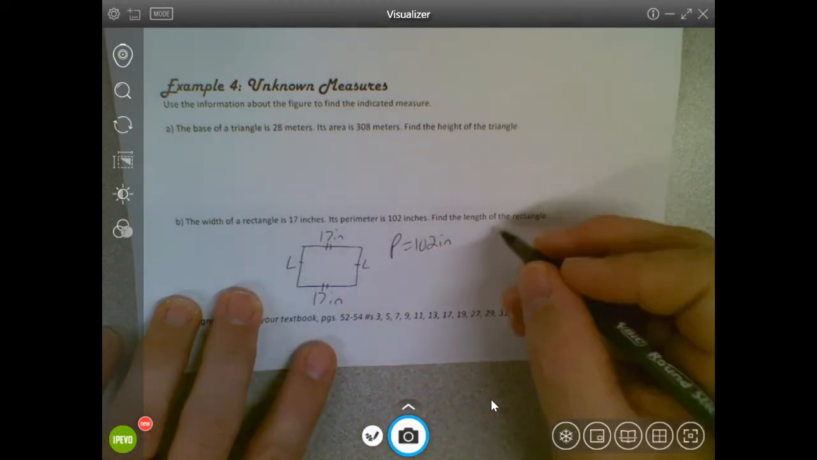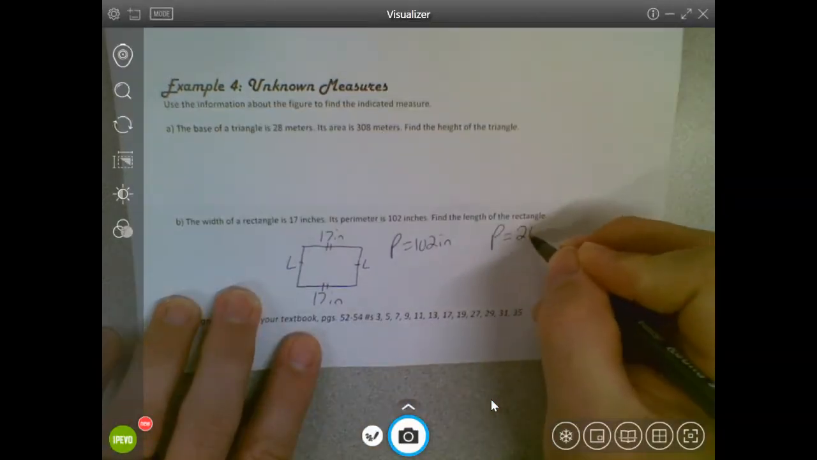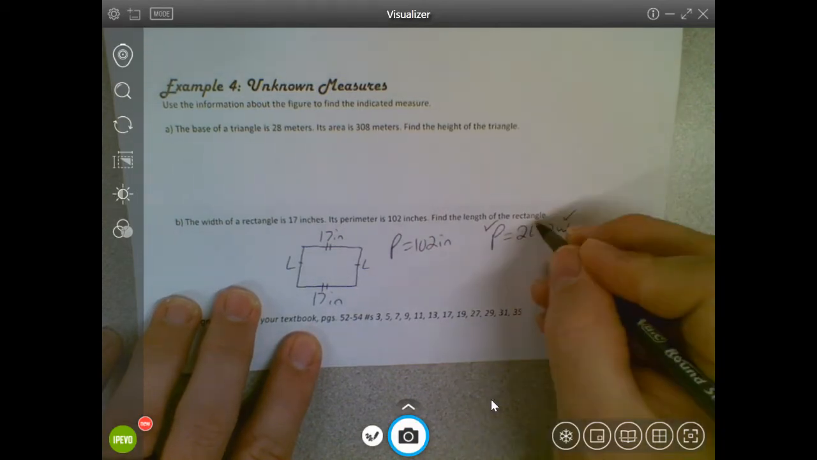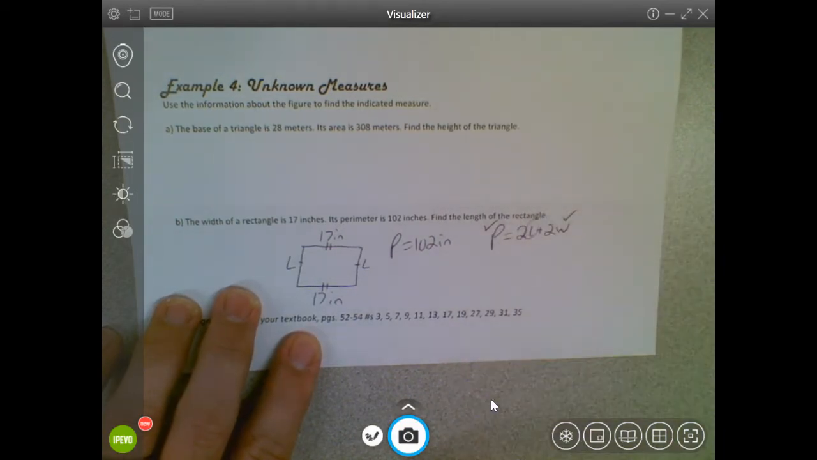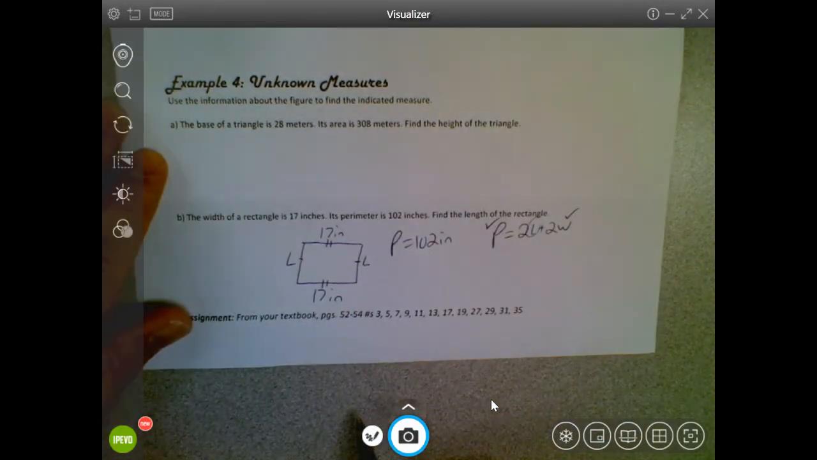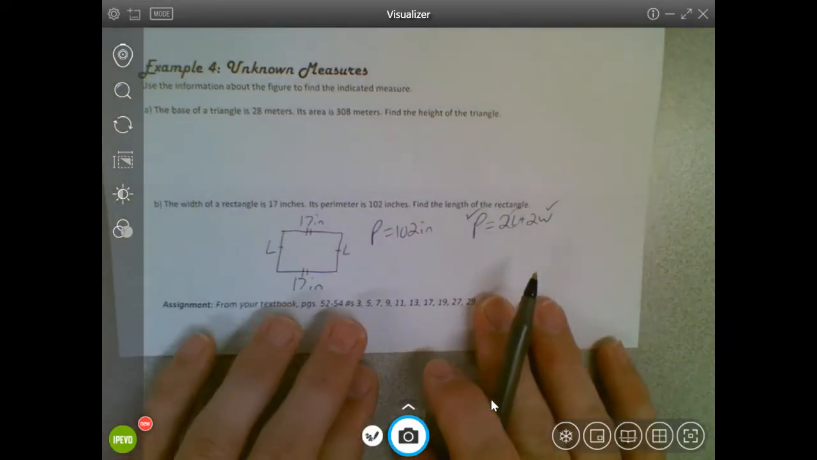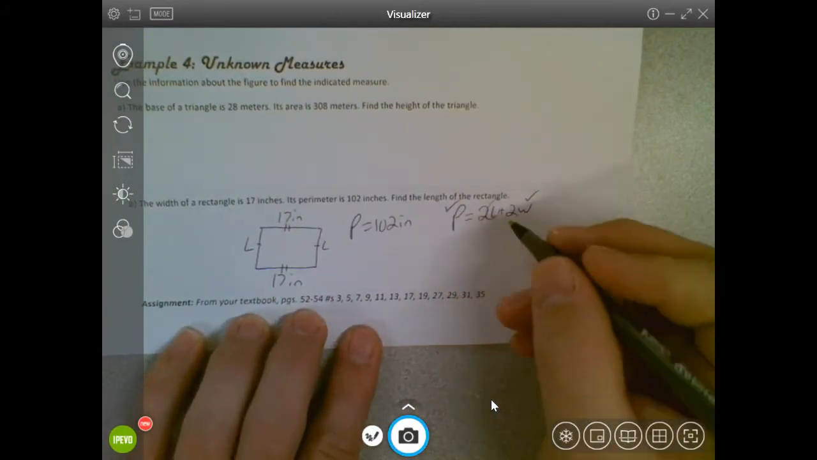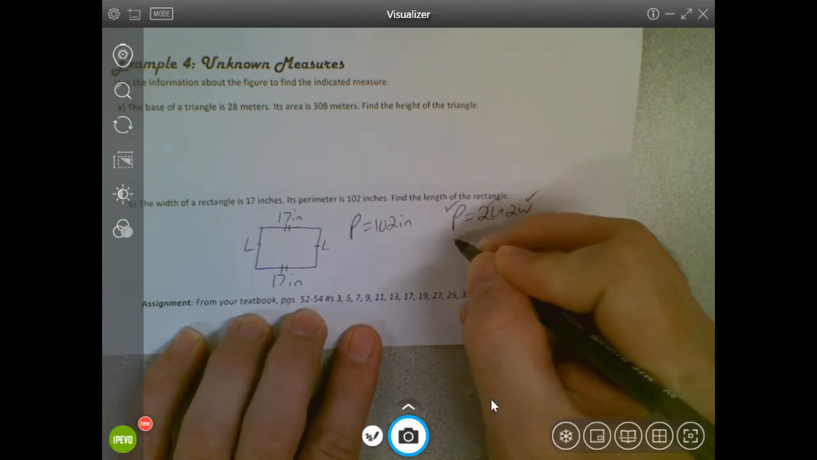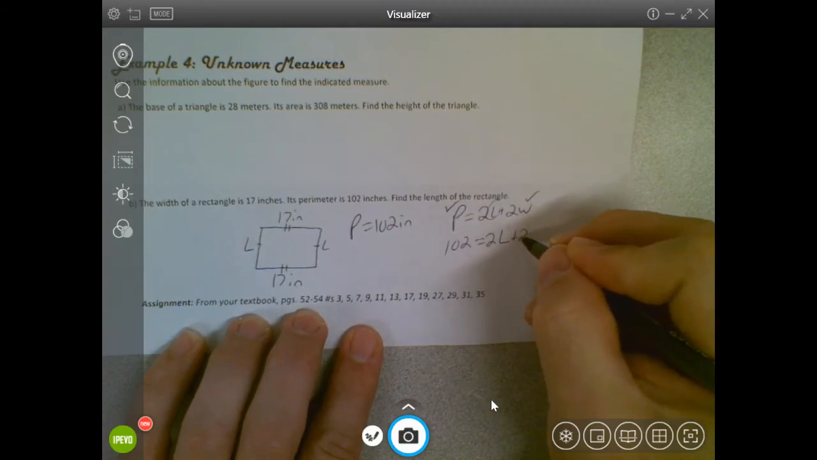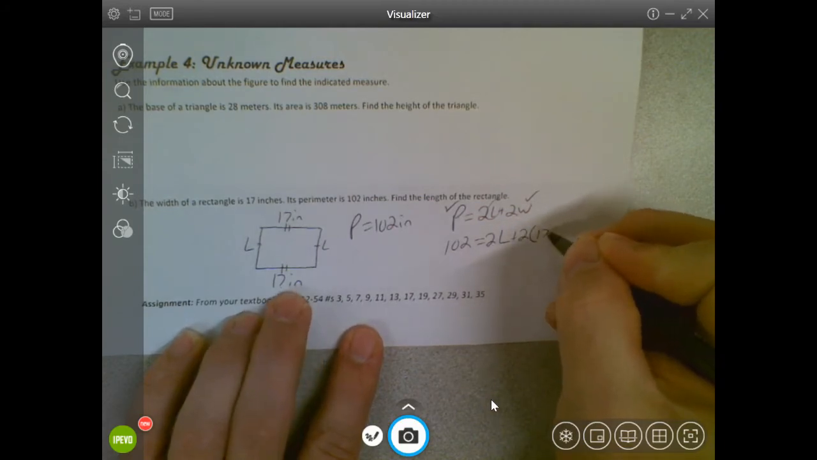Or you can keep it in generic form, 2 times the length plus 2 times the width, and then just substitute in perimeter and width, and then solve for the length. So again, it kind of depends on what your comfort level is with the formulas, but it would be helpful to be able to do it both ways. So I'll do it both ways just to show it, and you can pick whichever method works best for you. So perimeter here is, what do we say, 102, is 2 times L, which I don't know, plus 2 times W, which I do know.